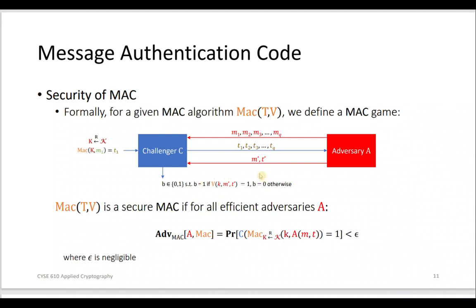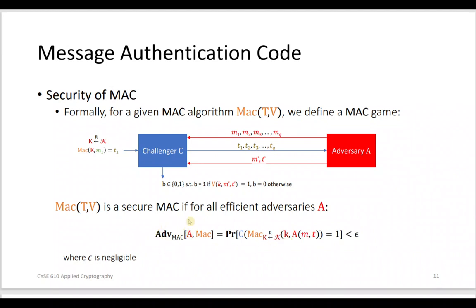This is just an informal explanation of what has been said before. The adversary sends many messages and gets back many tags, so we have many pairs. If the adversary can find M prime, T prime that does not belong to this set, and the challenger gives back a 1, meaning the message is verified, so if the V function gives us a 1, then this forgery is verified, and we have an issue. We have an insecure system.